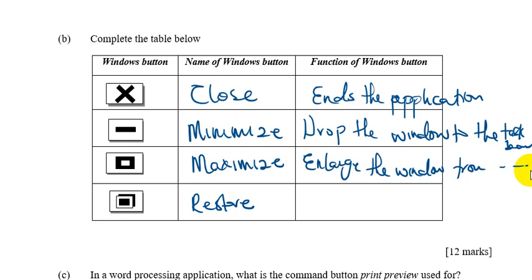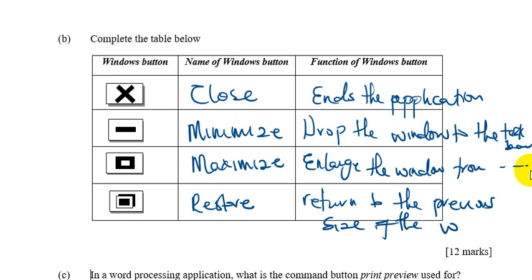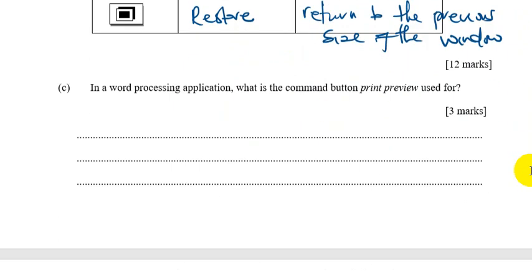And the last one, it says return to the size of the window like before. So you see, you can open a big window and you can resize it, right? So when you click on it, it returns to the previous size. That's all.